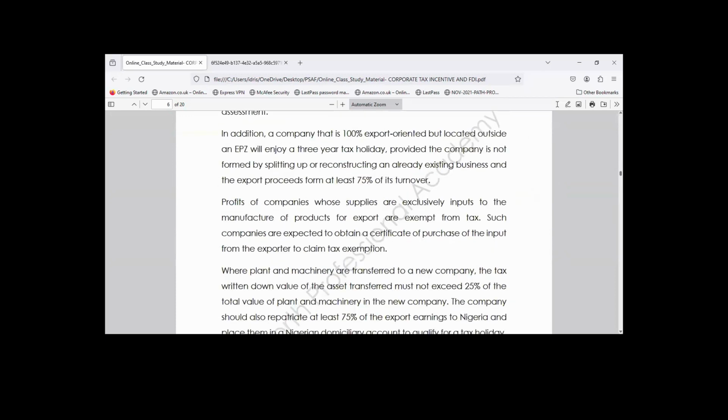Aside from that, a company located within the export processing zone will be exempted from tax. They will not pay tax on the profit derived from the goods that they export out of Nigeria.